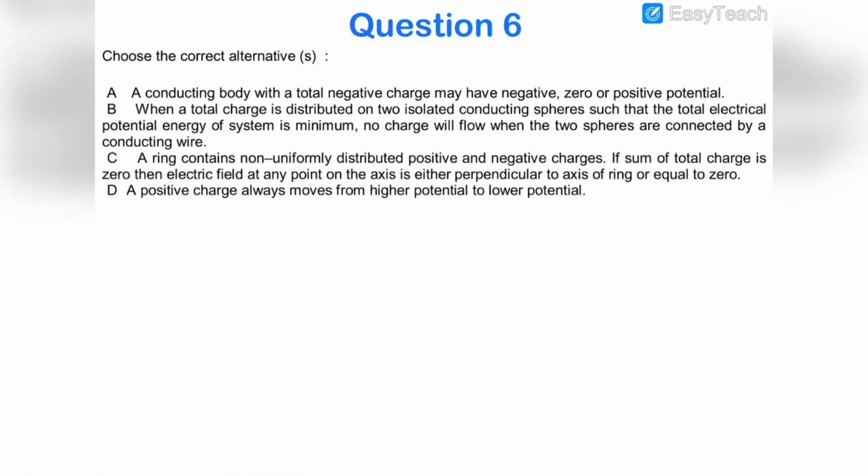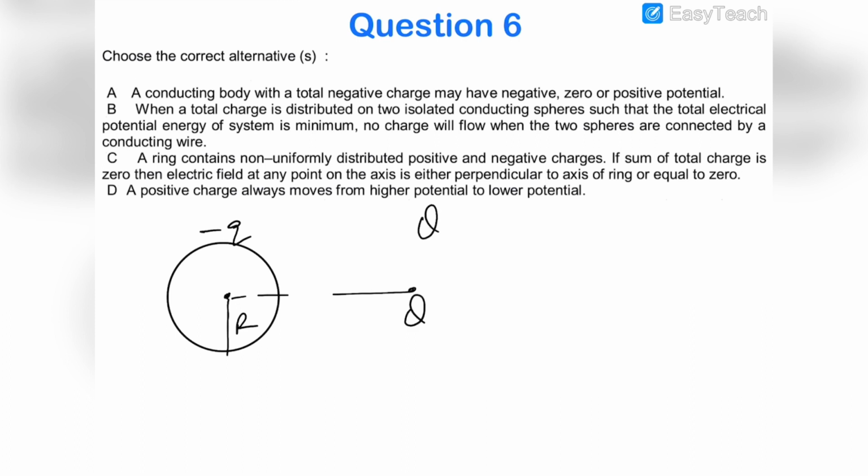In this question, we have to choose the correct alternatives. The first option says that a conducting body with a total negative charge may have negative, positive or zero potential. See, obviously it is simple to say that let us suppose there is a spherical shell whose charge is minus q and radius is r, and there is a charge capital Q where capital Q is very greater than minus q in magnitude.